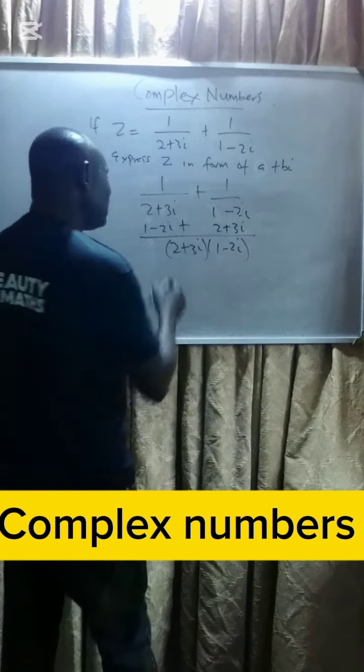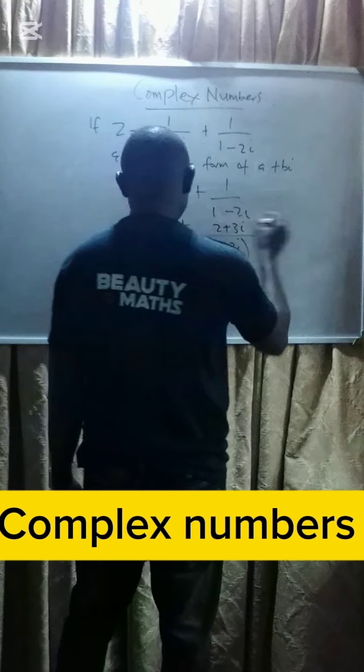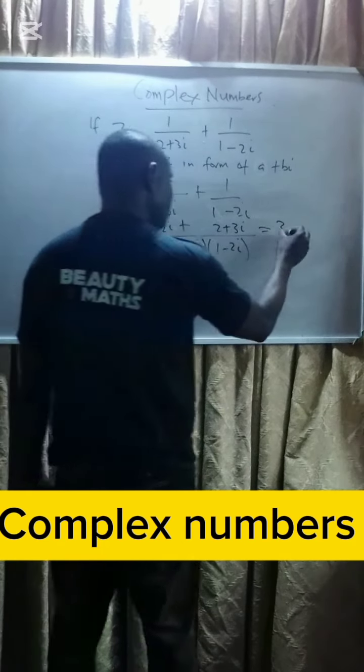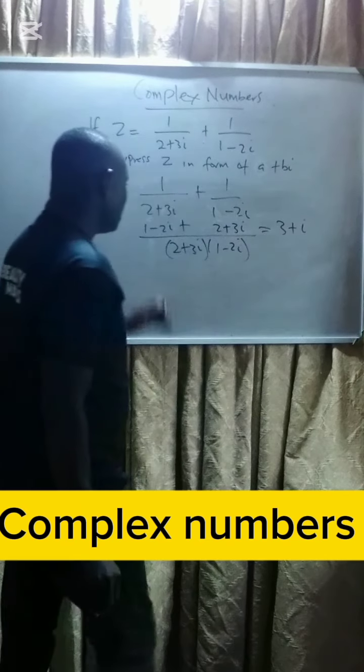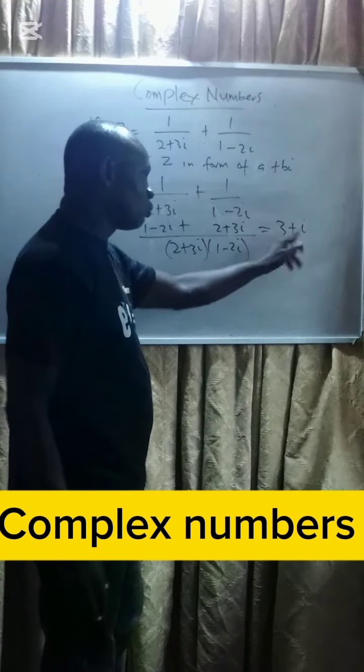So if I evaluate this, what will I have? This is equal to 1 plus 2, which gives me 3. Then minus 2i plus 3i will give me plus i, because if you subtract, you take the sign of the biggest number. So 3 plus i.